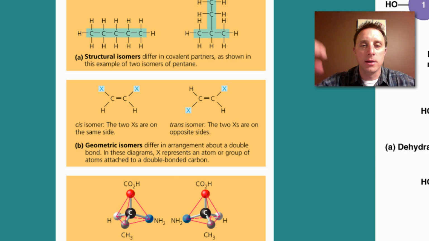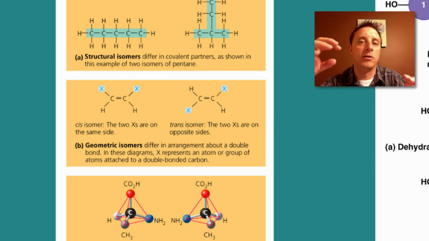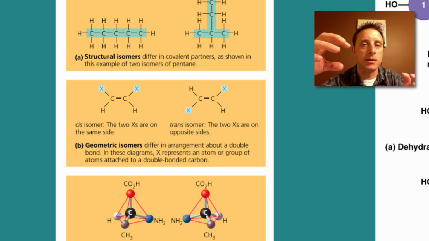If there are 2 things on the same side of the carbon-carbon double bond, that's what we call the cis isomer. Okay, if they are on opposite sides, then it is considered to be the trans isomer. Okay, so cis on the same side, trans is on the opposite side.